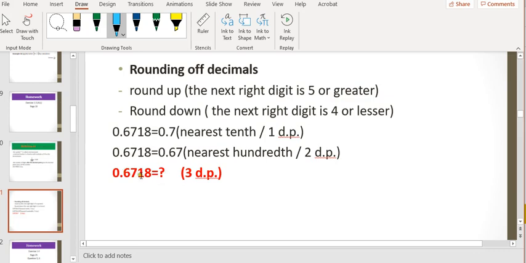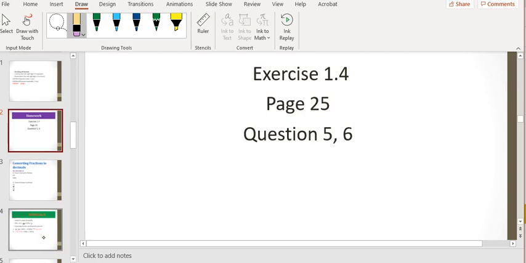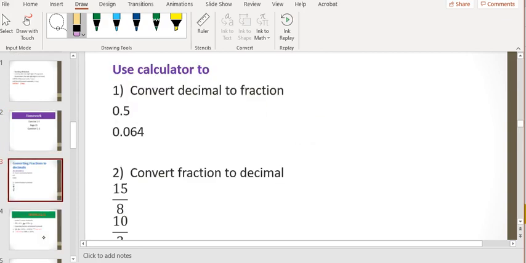How about this then? 3 decimal places, so your answer will be 0.672, because the 8 is more than 5, so you will add 1. I think this one should be okay, right? For homework, you just refill it when you have your textbook. Okay, so let us do together.